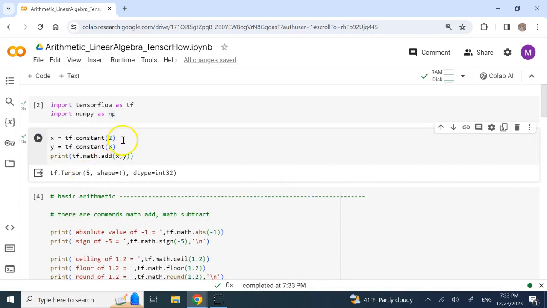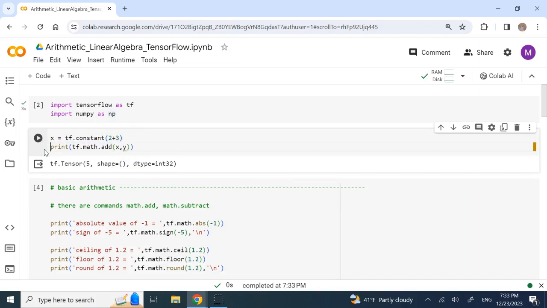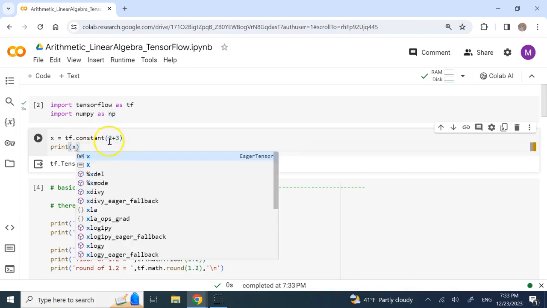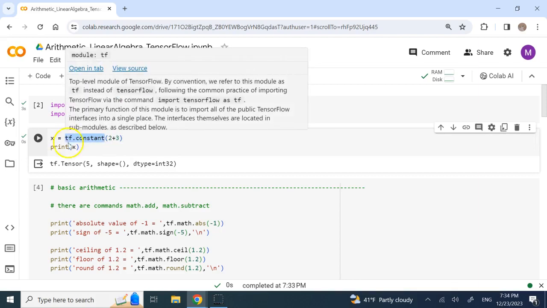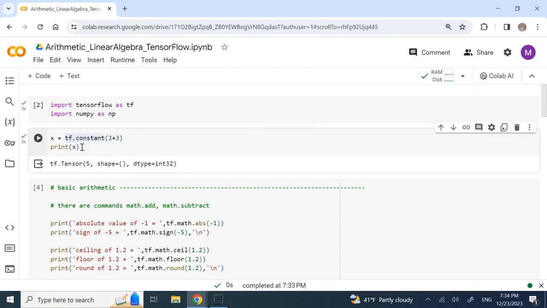Now, if I simply say, what about 2 plus 3? Right? X is simply constant of 2 plus 3. Can I do that? So can I add 2 and 3 and then convert it to a constant? Would that work? You see, it does. So this 2 plus 3 is actually working, and it is a tensor, right? So you can do it that way if you want.